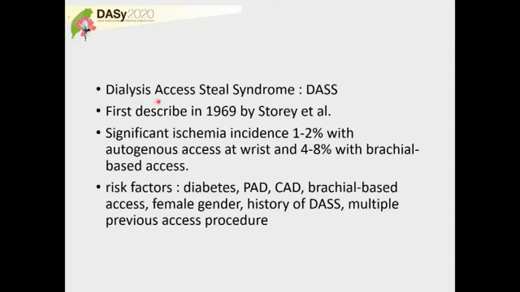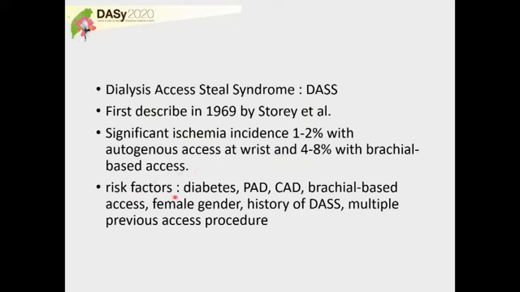I would like to talk about endovascular correction of dialysis access steal syndrome. Dialysis access steal syndrome was first described in 1969, and the incidence is 1 to 2% for radial AV fistula and between 4 to 8% with brachial-based access.